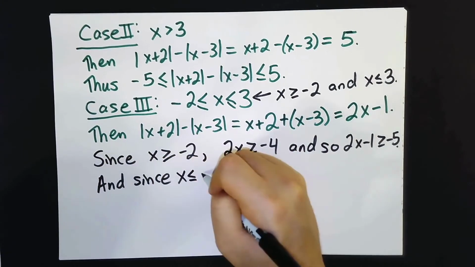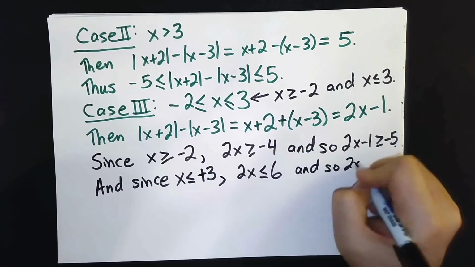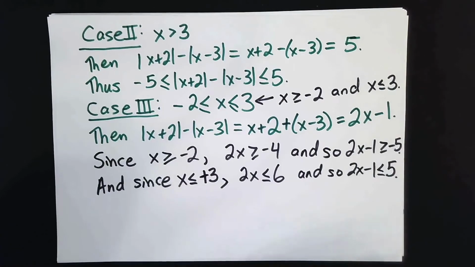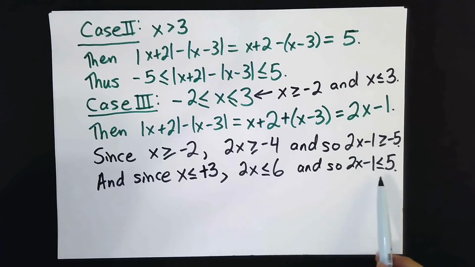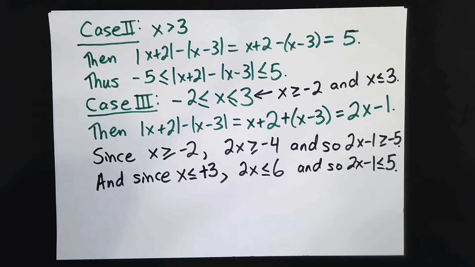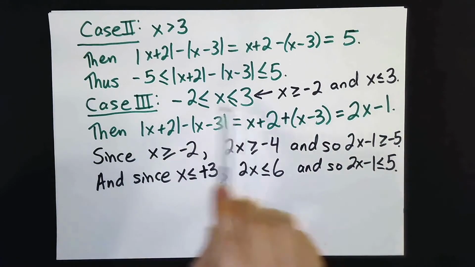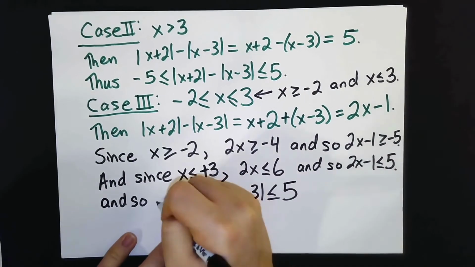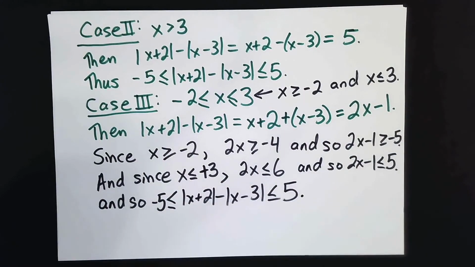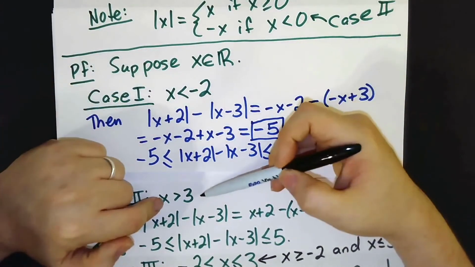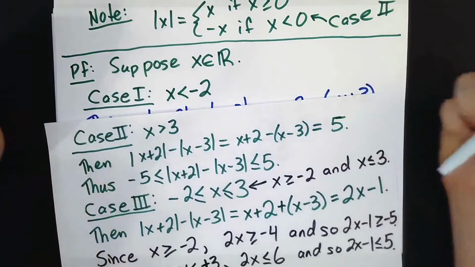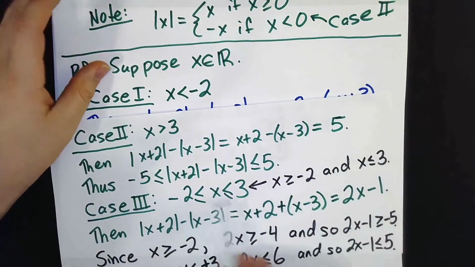I have to do the same thing with x is less than or equal to 3. And again, beautifully, it works out that we end up with 2x minus 1 is less than or equal to 5. And thus, in this case, we've shown what we wanted, which is that this absolute value mush is always between minus 5 and 5. And we've now handled all the cases, right? Every real number is either less than minus 2, greater than 3, or between minus 2 and 3, where this between is including minus 2 and 3.